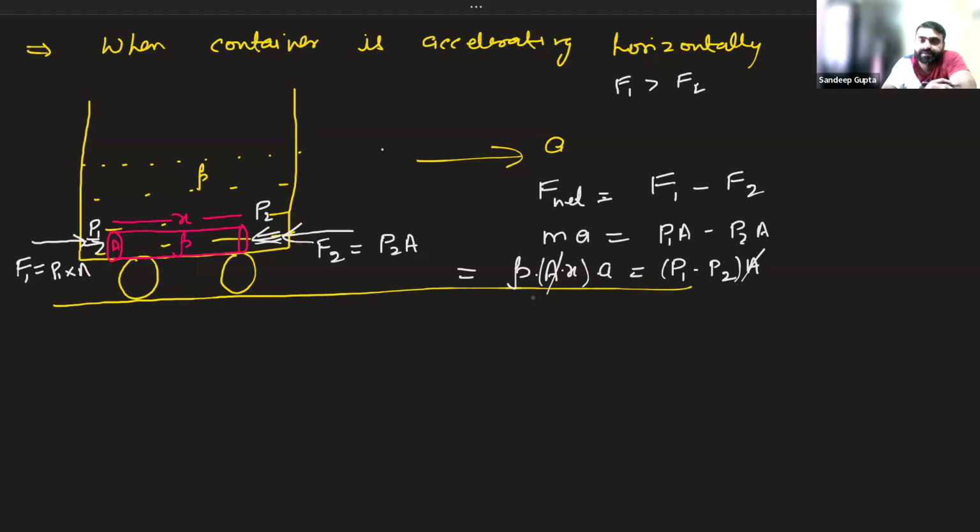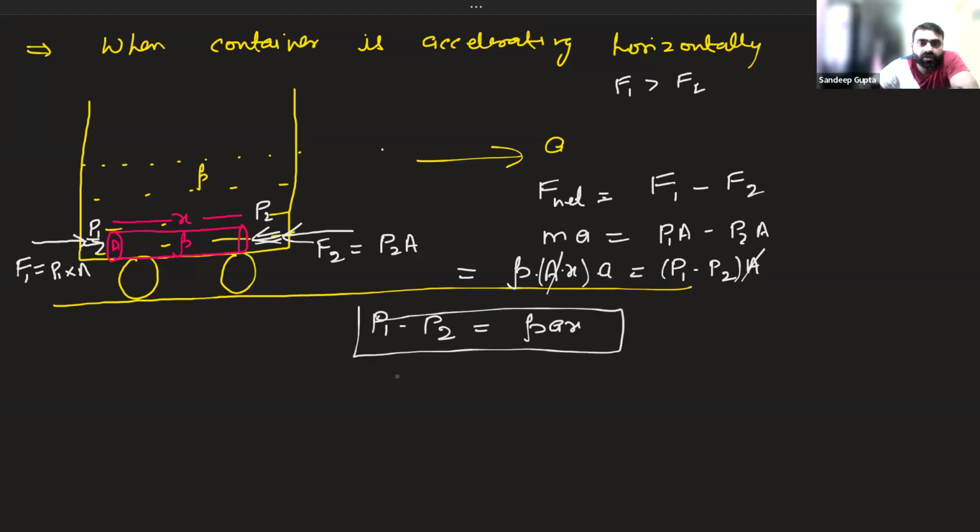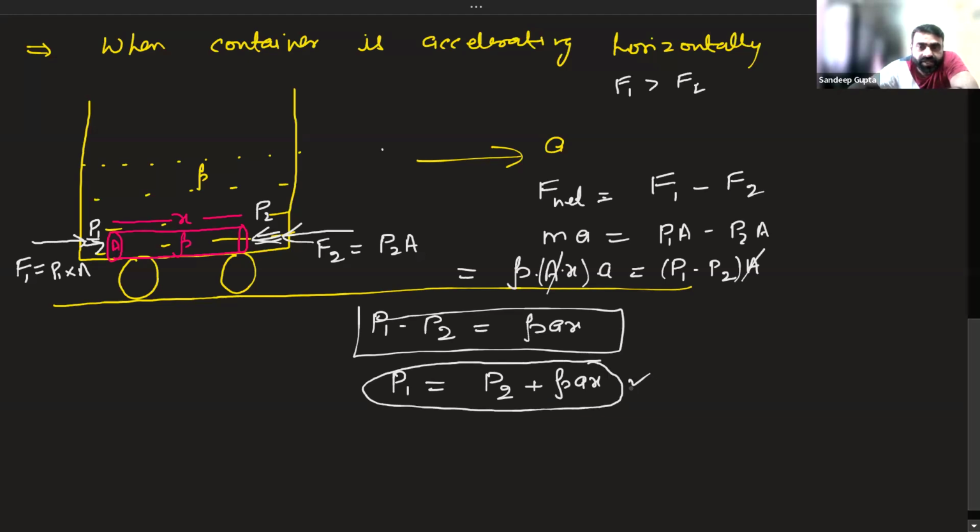A cancels. So we can say P1 minus P2 is equal to rho a x. That is the pressure difference. You can also say that pressure at 1 is greater than pressure at 2. How much greater? It is rho a x. This much pressure is greater. P1 equals P2 plus rho a x.